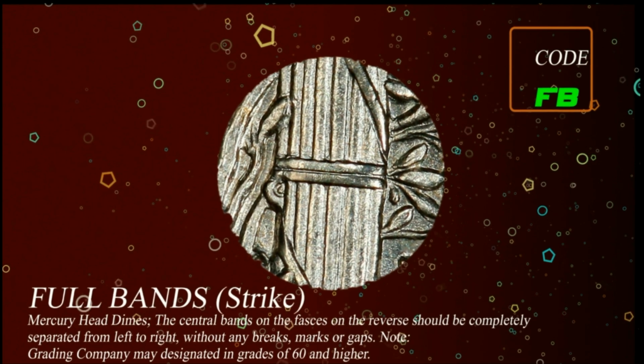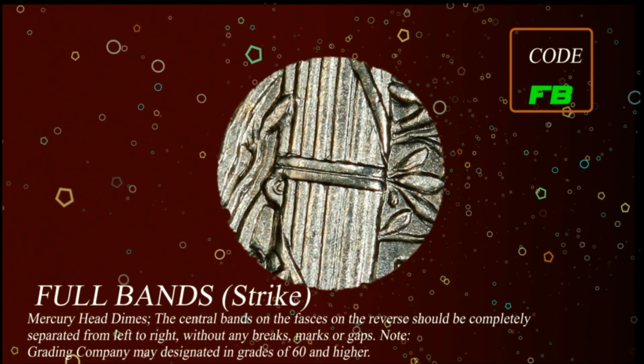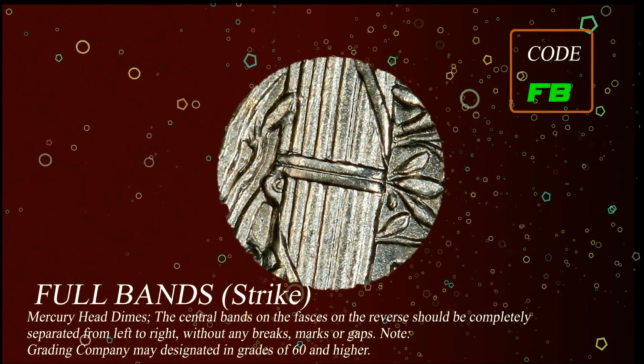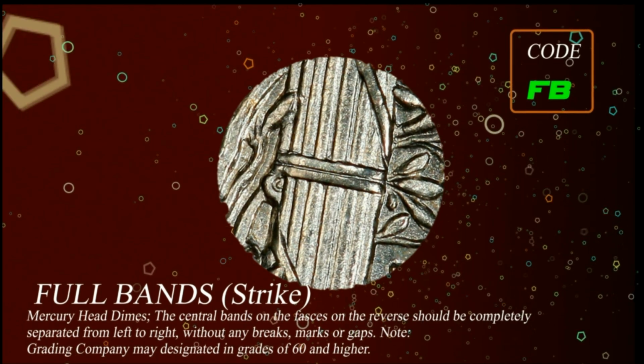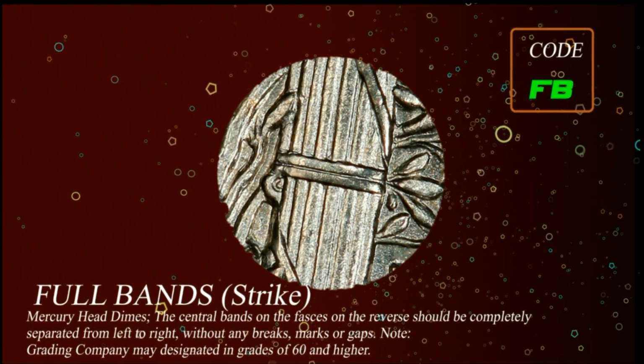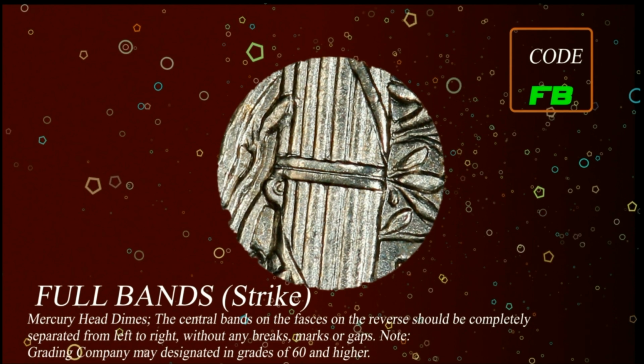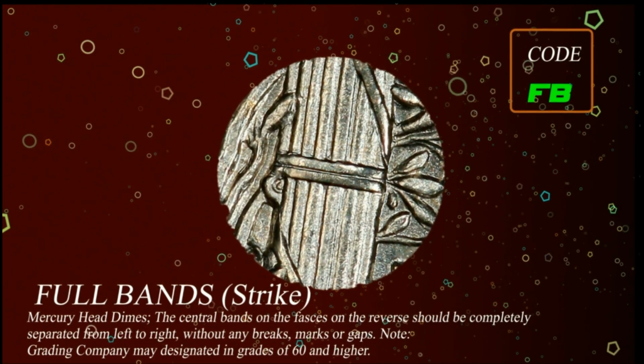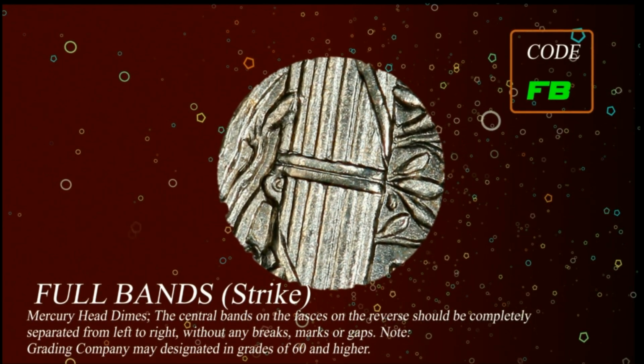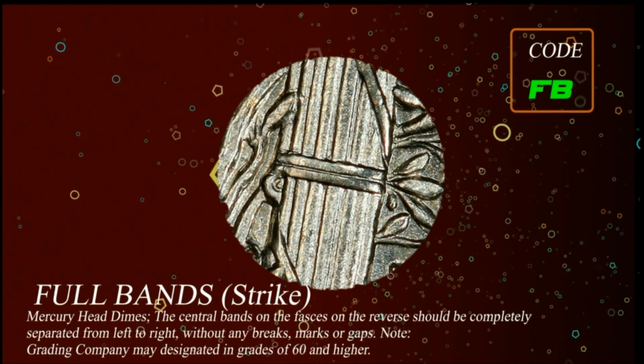Code FB. Full bands strike. Mercury head dimes. The central bands on the fasces on the reverse should be completely separated from left to right, without any breaks, marks or gaps. Note: grading company may designate it in grades of 60 and higher.